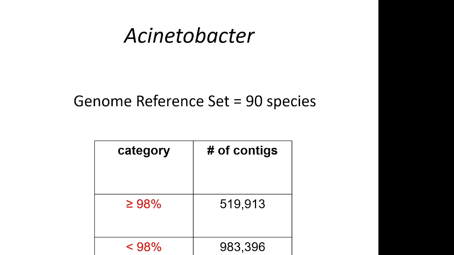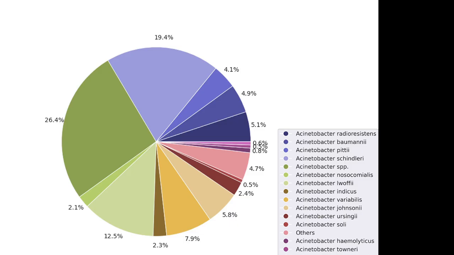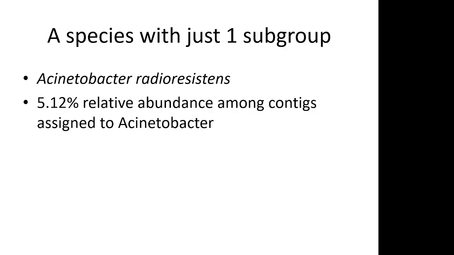Which means that this 98% that you see here is not really crucial. You might ask, well, what if it's 97% or 99%? So the method is relatively robust to this number. Okay, so we detected 85 species out of 90, and here's the graph that shows the different species that we found.